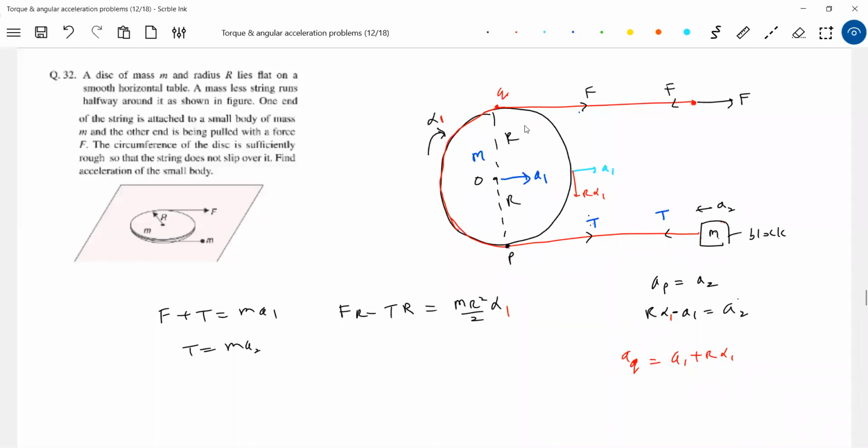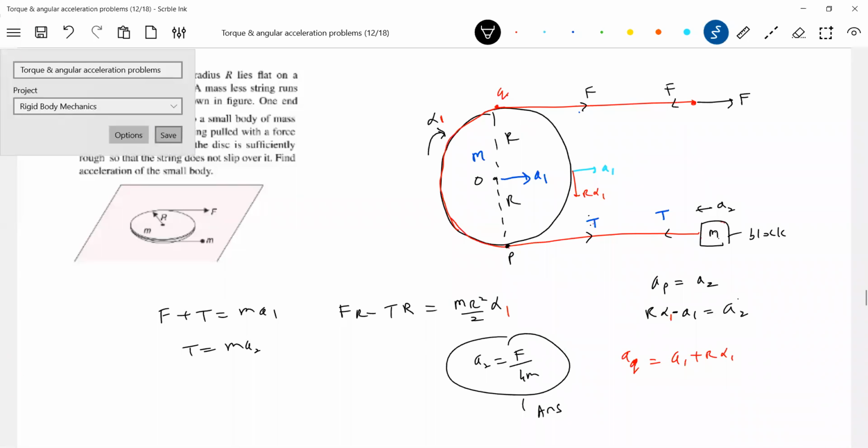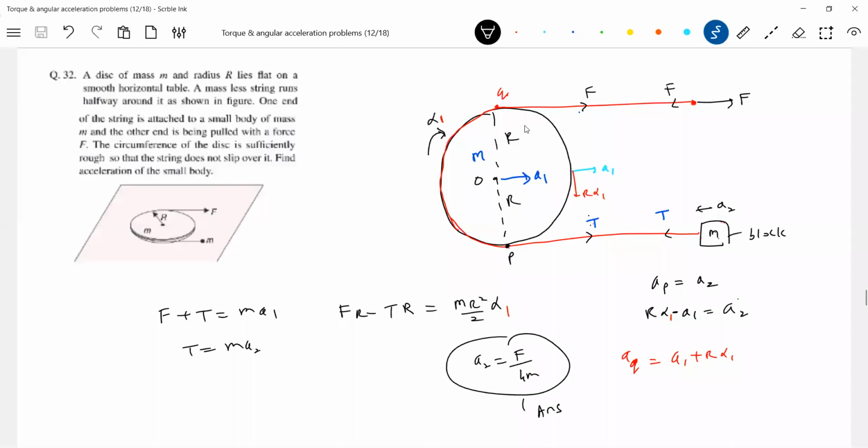The rest all finishes in order. Once you are able to do this, you can manage other things. He's asking the acceleration of the block. I'll write the answer. You check it later on. Only the diagram shows all the things. The rest you can write as mathematics.